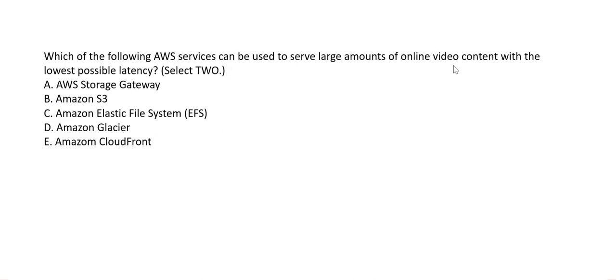Online video content, which services will you use for lowest possible latency? Keyword: lowest possible latency. We have seen in previous videos, whenever you have video content, lowest latency, CloudFront comes by default. It uses edge locations. So CloudFront will provide caching. Where will you keep the video files? We'll keep it in S3. So these are your two options. Netflix keeps its videos in S3 and it uses CloudFront for caching to provide better performance, and it uses edge locations.